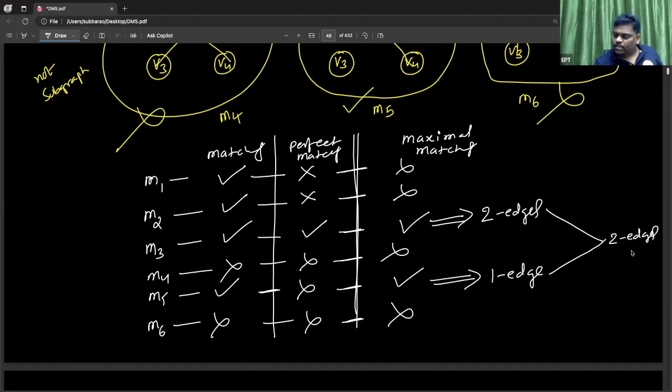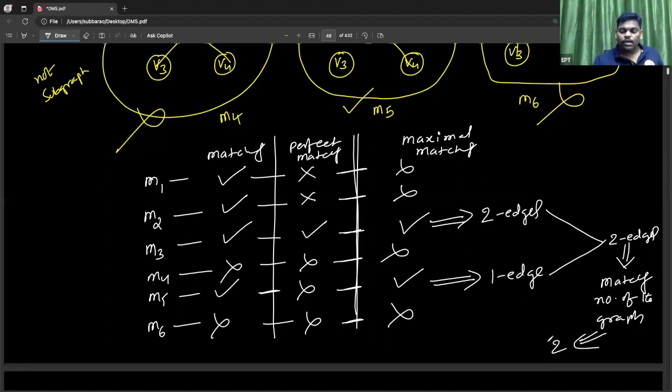This is called the matching number of the graph. The matching number of the graph is going to be 2. They will give this graph, and they will ask you, what is the matching number of the graph?